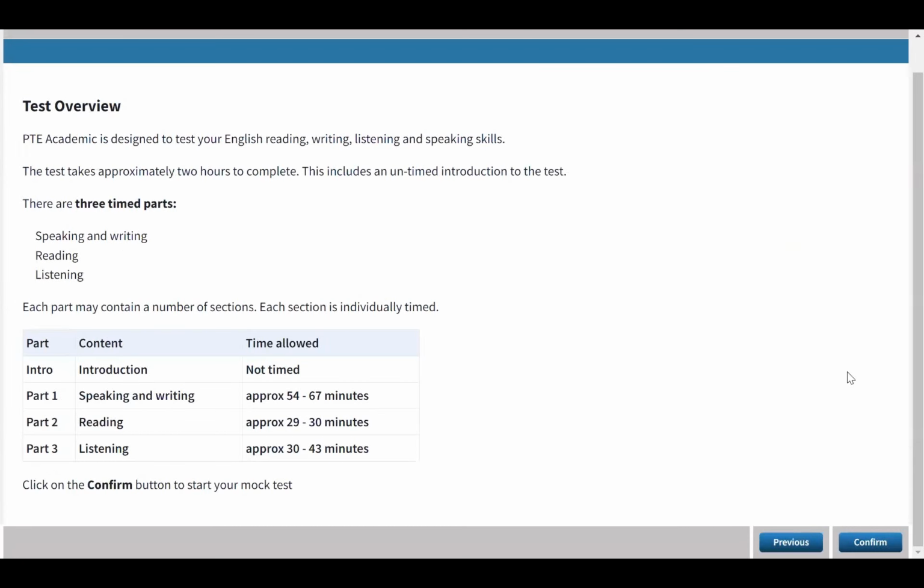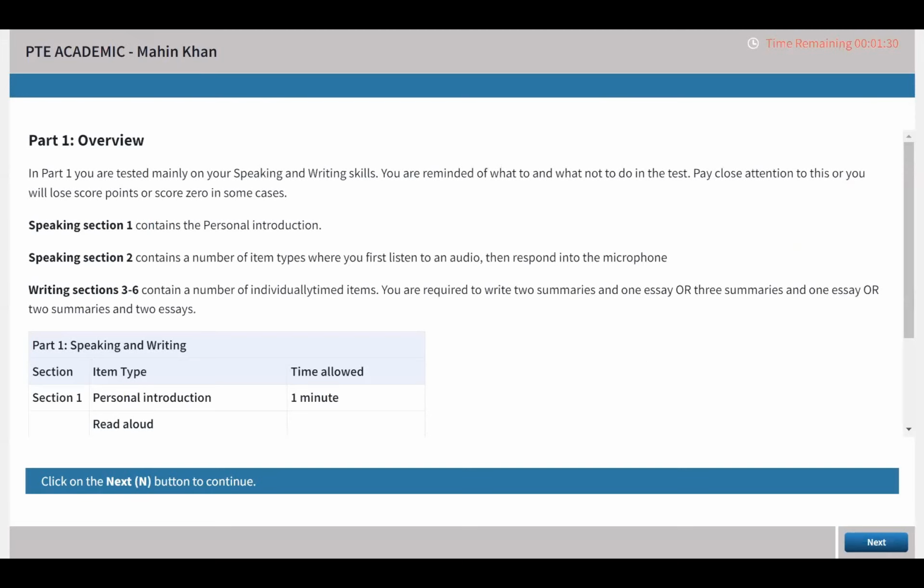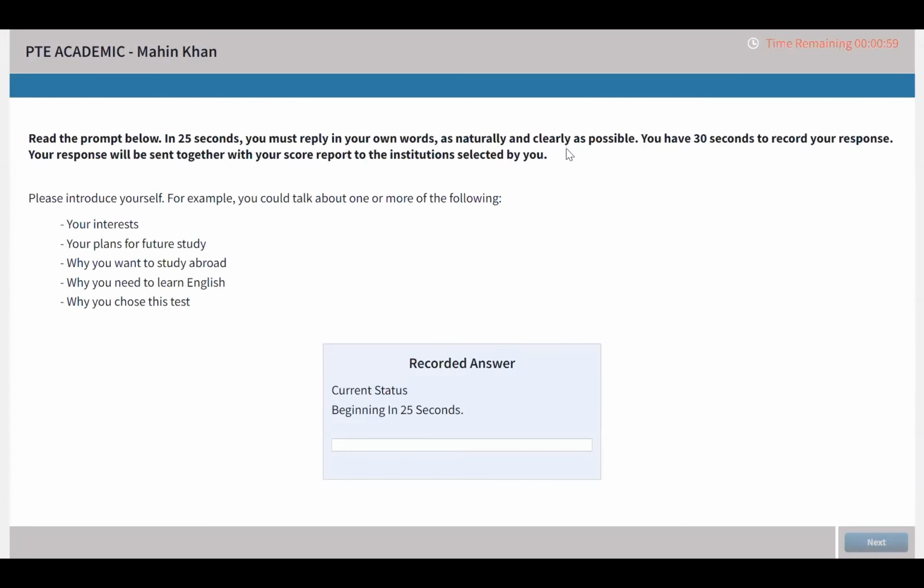Keep doing that. There will be a point where you will be asked to talk about yourself. You have 30 seconds to record your response. Your response will be sent together. Please introduce yourself. You get 25 seconds of preparation time and 30 seconds of speaking time. Altogether, what is it? 1 minute, right?